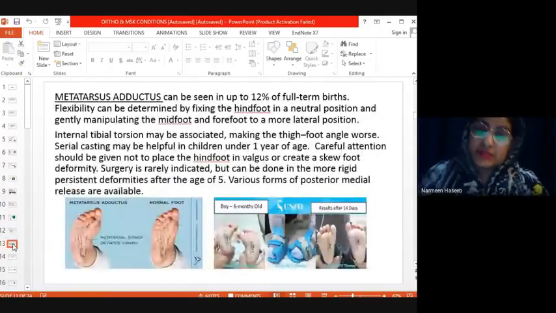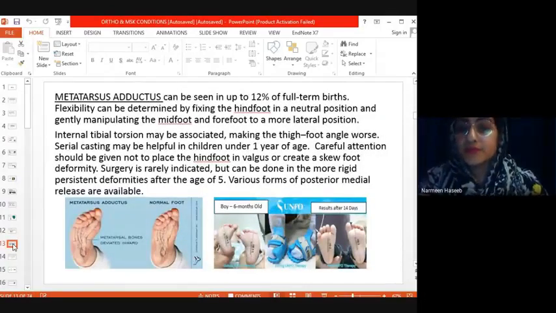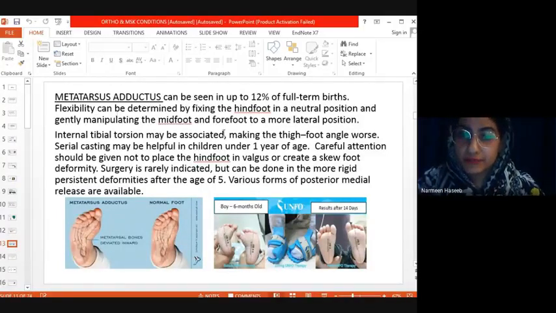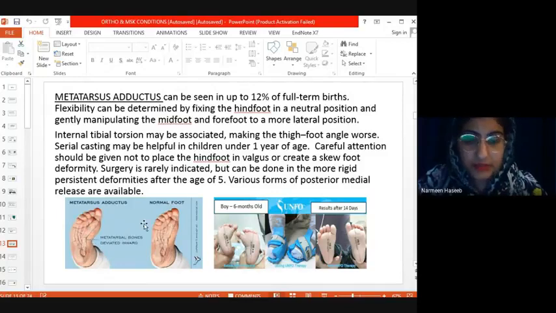Metatarsus adductus. This can be seen in up to 12% of full-term births. Flexibility can be determined by fixing the hind foot in a neutral position and gently manipulating the midfoot and forefoot to a more lateral position. You see, this is metatarsus adductus.